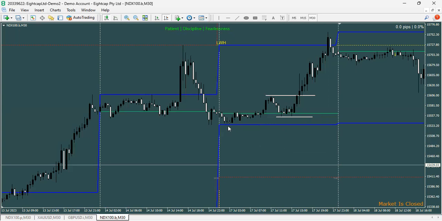We can see when the Asian session opened up, it did not come through and take out our low. It's not always going to come through and take out the low. So Asian session opened up, we came close to our previous day's low, and accumulated for a while.